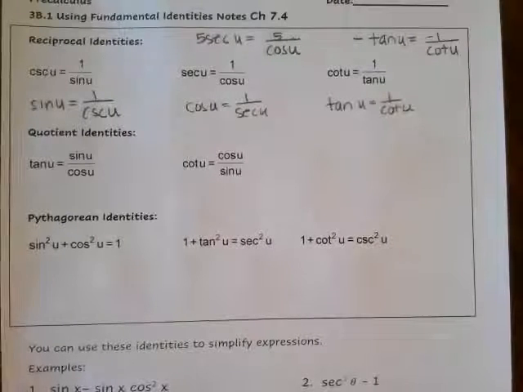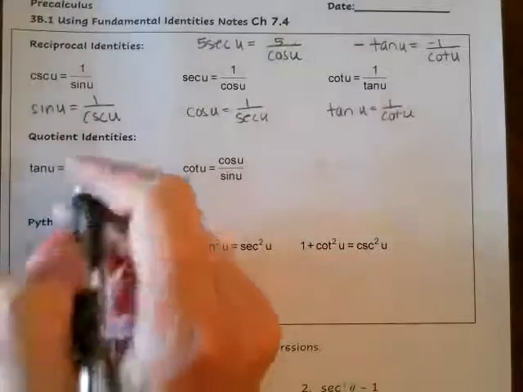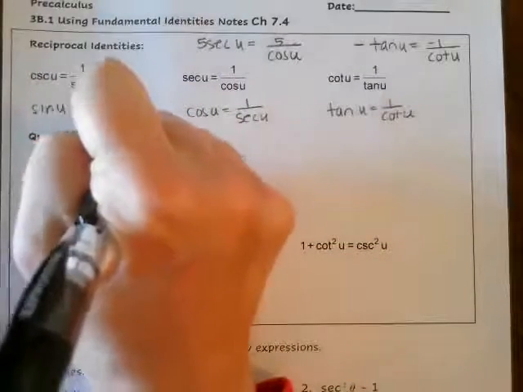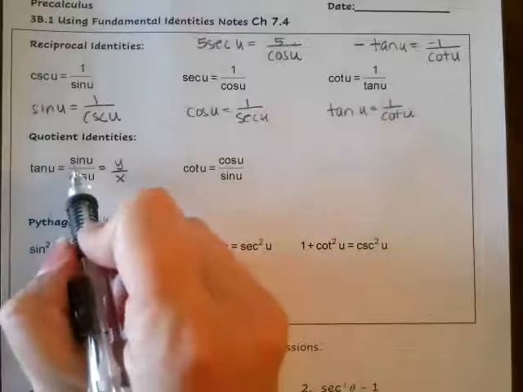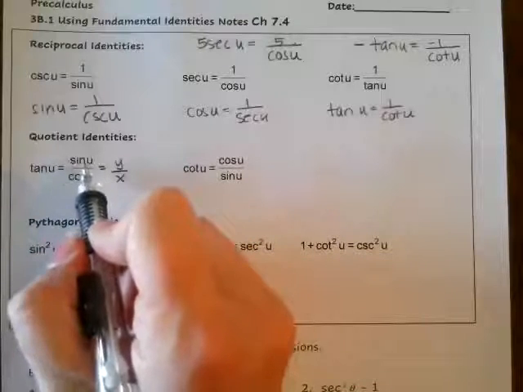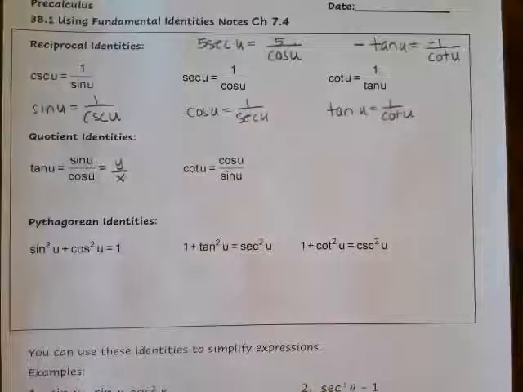So there's a couple different ways that you'll see those. For tangent of u equals sine of u over cosine of u, if you remember the unit circle, we always said sine was y and cosine is x. So that's where this identity comes from. Since y is sine and x is cosine, then the tangent of u has to be sine of u over cosine of u.